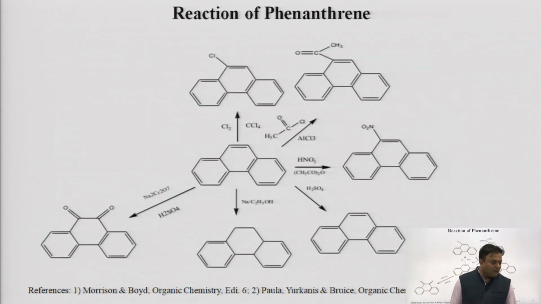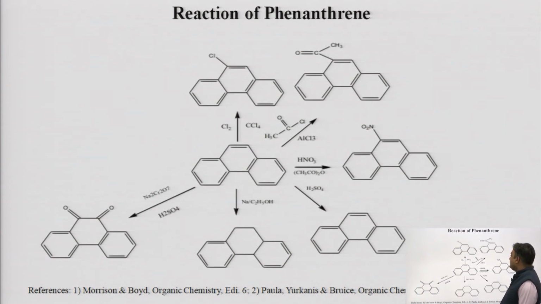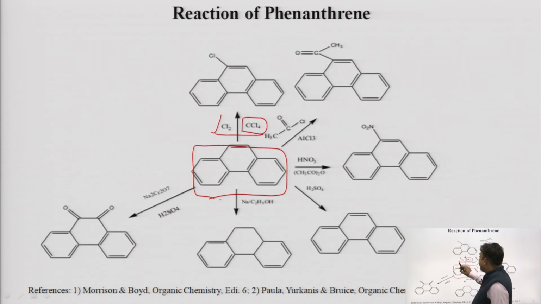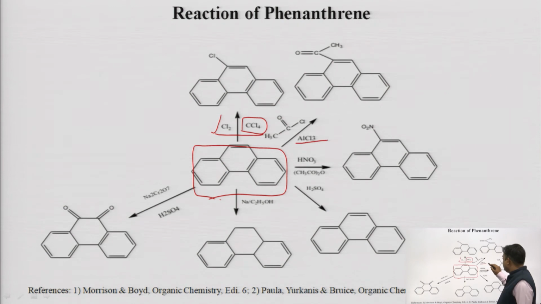Now there is a slide which shows the reactions of phenanthrene in short. As you can see, this phenanthrene molecule reacts with chlorine in the presence of carbon tetrachloride. If carbon tetrachloride is there, it is not following the electrophilic substitution reaction, it is following the addition mechanism. As a product we get a monohalo substituted product, monochlorophenanthrene, or you can say 9-chlorophenanthrene.